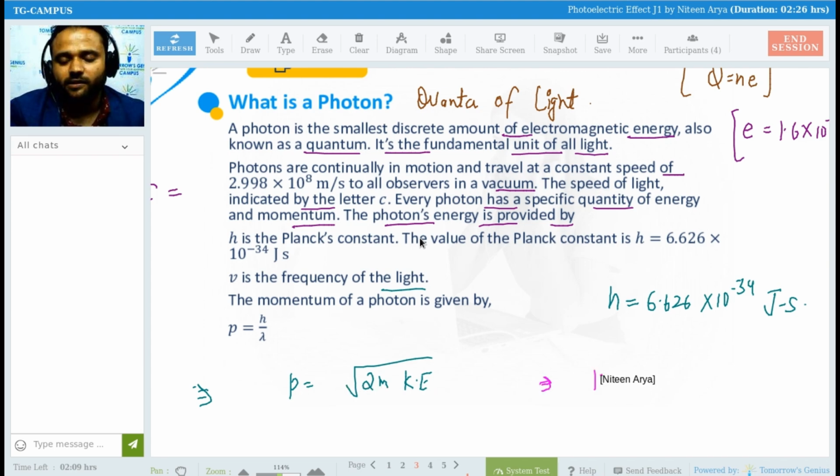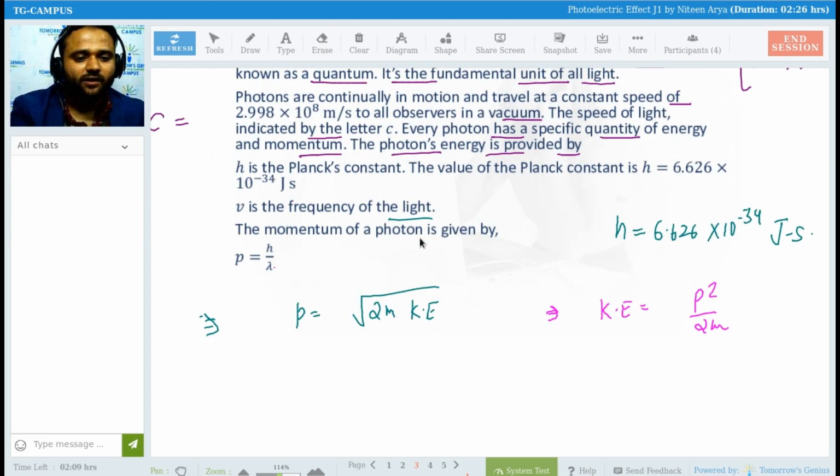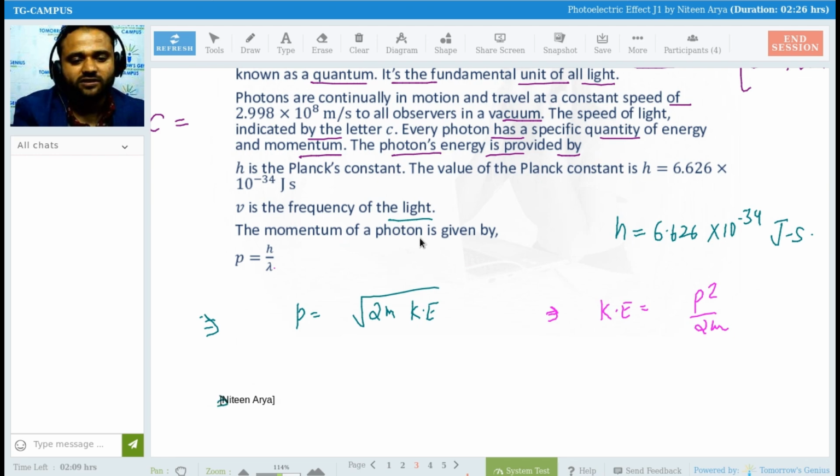How can we get it? That is very simple. Kinetic energy is nothing but p squared upon 2m. Clear, everyone? Clear? Is this what I'm saying? And h is basically joule per second, and lambda is meter. So putting the value of this, or from the simplest thing, as we know, momentum p equals kilogram meter per second. Is this clear?